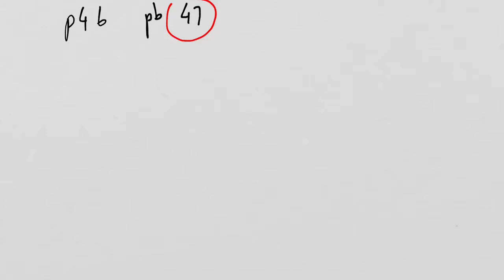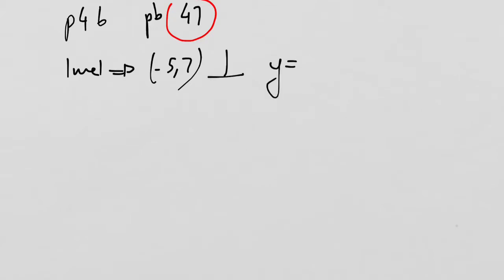They are telling you that you have a line, and I'm going to call that line number 1, and it's going through the point (-5, 7), perpendicular to another line, which is y = -2. And you have to find the expression of line number 1. So there are two options for you.